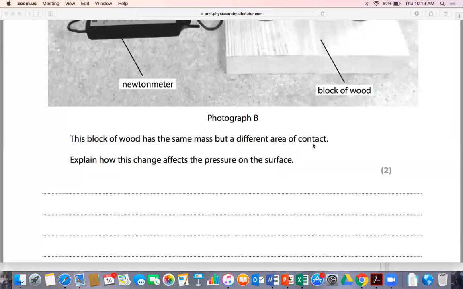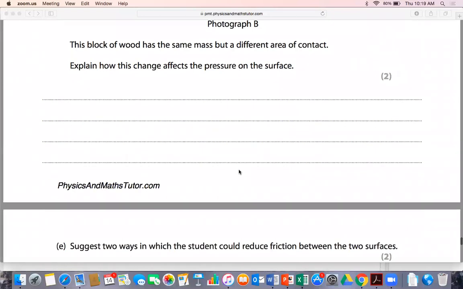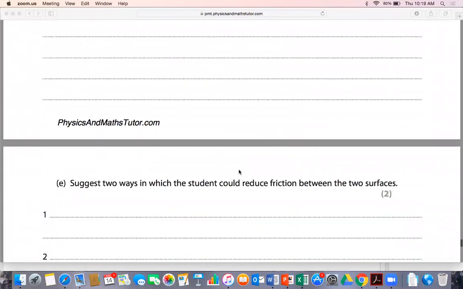Explain how this change affects the pressure on the surface. Larger surface area results in lesser pressure. The pressure will be lesser because the area is larger, using the formula pressure equals force over area.